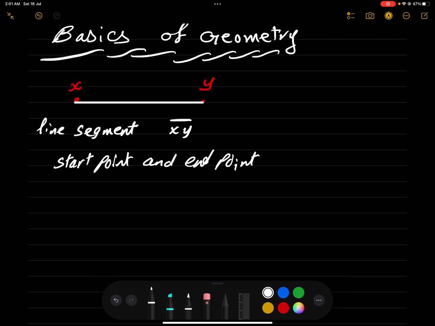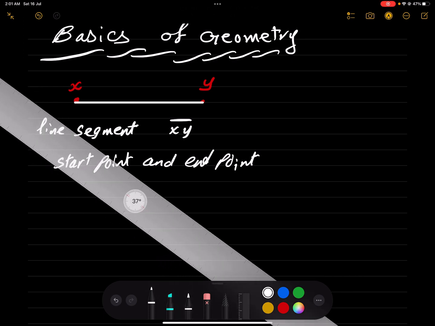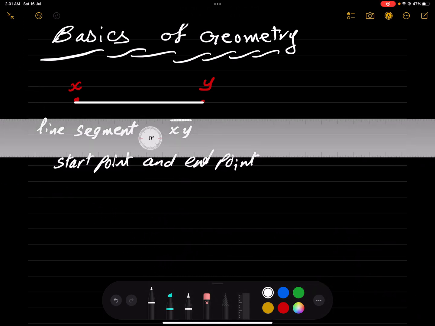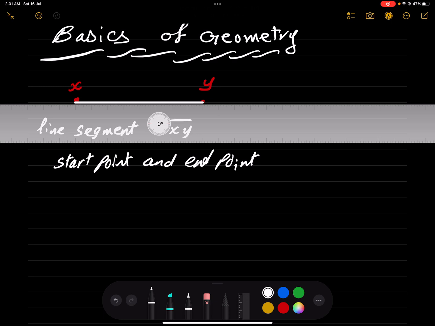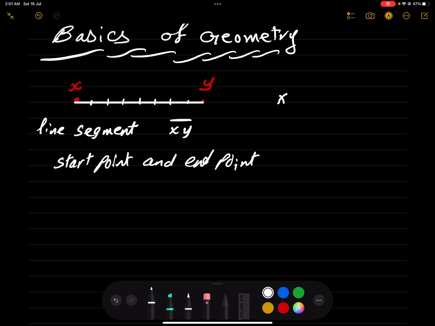And if you want to get the distance between them, you can use the ruler to get the length, like this. Right now, what you have to do is count the distance from here until you get to Y, from the start point until you get to the end point. I think it's 1, 2, 3, 4, 5, 6, 7 and a half. It's 8. So XY is equal to 8 centimeters. And this is going to be a line segment.